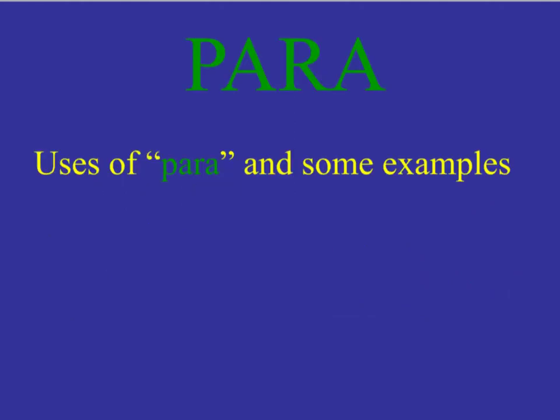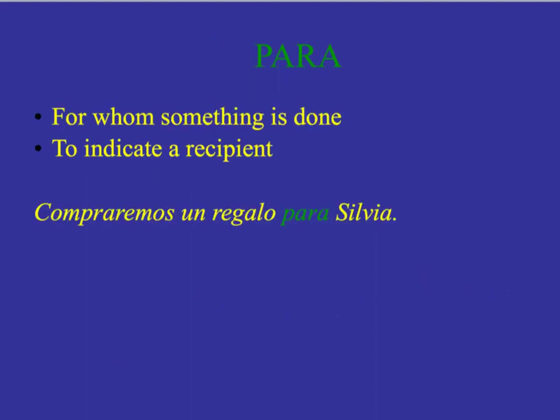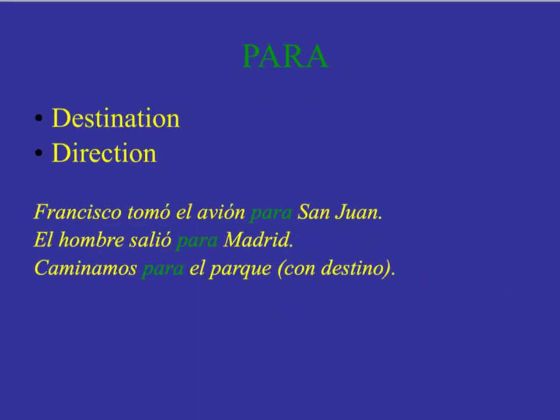Para has some of its own unique rules. Para is used to indicate a recipient, or for whom something is done. We will buy a gift for Sylvia. Destination and direction. This is when you're going to some place, okay, once you're not there yet. Francisco took a plane to San Juan. The man left for Madrid. We are walking towards the park. Para indicates that the park is our destination.